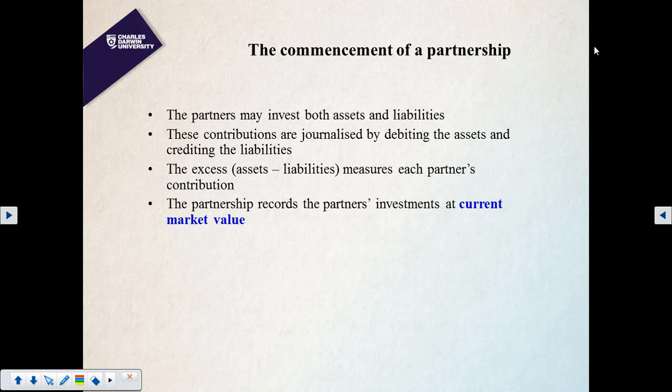The partners may invest both assets and liabilities. So you have a business, I have a business, we can come together. I bring all my assets and liabilities, you bring all your assets and liabilities, and we can merge together and form a new business as well. This is one way. These contributions are journalized by debiting the assets and crediting the liabilities. The excess measures each partner's contribution. The partnership records the partner's investment at current market value.